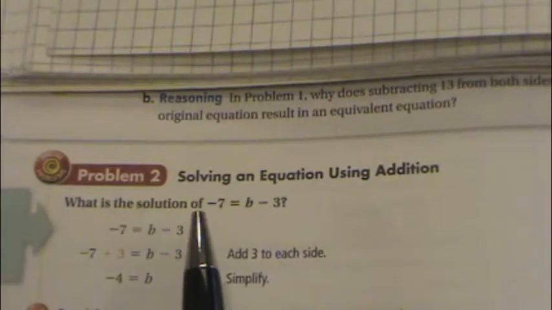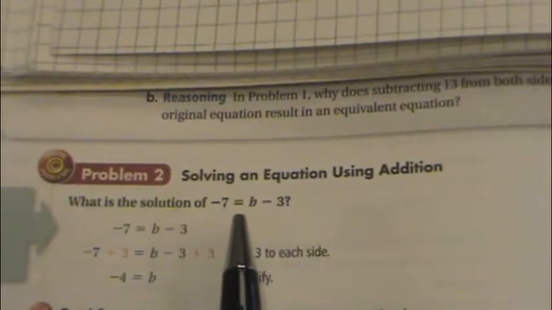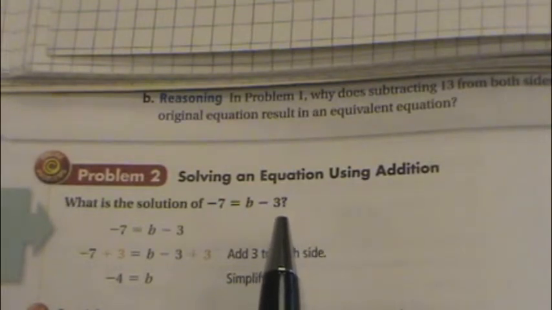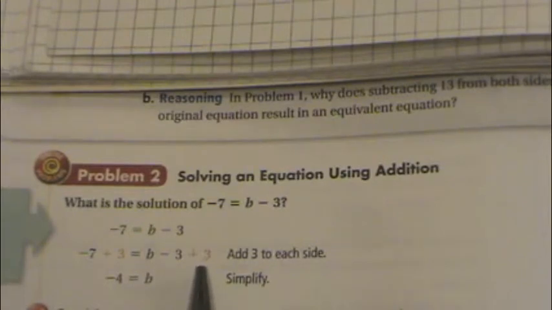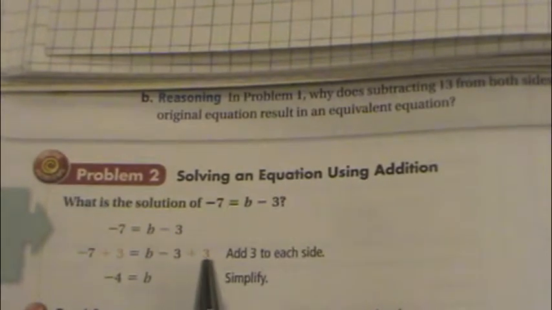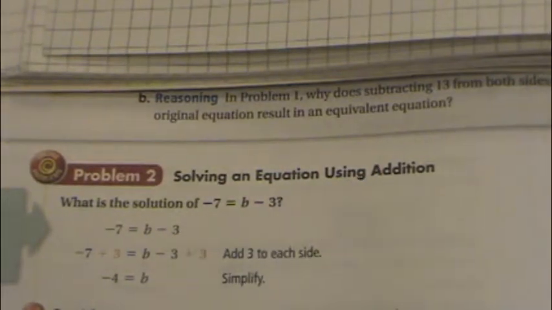All right, here's an example. Solving an equation using addition. Negative 7 equals b minus 3. Well, we can do the opposite of minus 3 by plussing 3 to each side. So negative 7 plus 3 equals b minus 3 plus 3. Got to do it to both sides or you'll end up with a mess, not math. Negative 4 equals b. Done. Go to got it number 2.